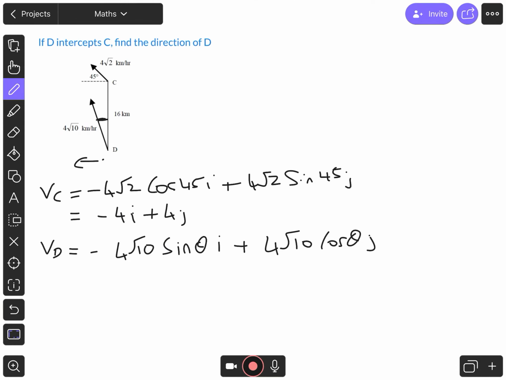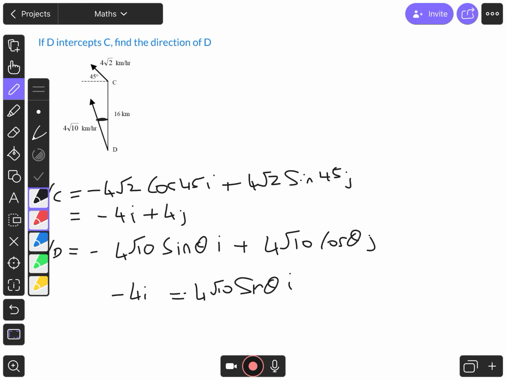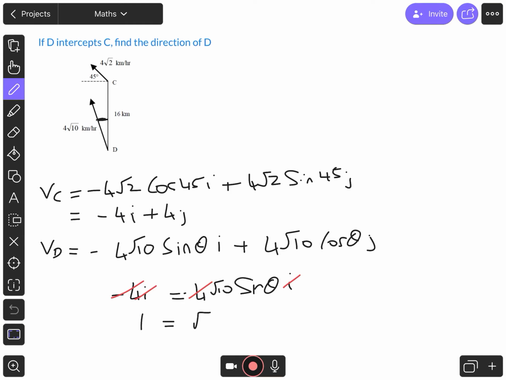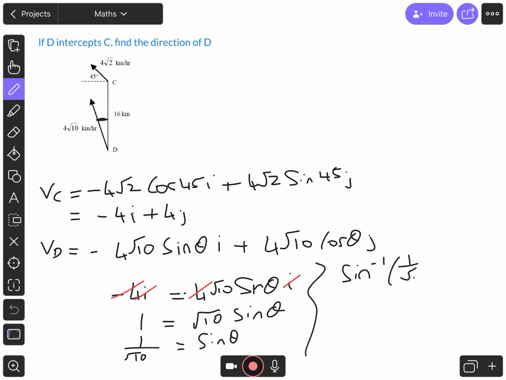So I would go with the I way because it's just much easier, because the I's are going to have to be the exact same because they go the same distance to the left to meet each other. So I values are going to be the same. So I'm going to write minus 4I is going to equal minus 4 root 10 sine theta I. We're going to get rid of anything that is in both. So I'm going to get rid of minus 4 and I'm going to get rid of I. So that on the left hand side of the equals is going to leave just the number 1, equal to root 10 sine theta. I'm going to bring my root 10 over.